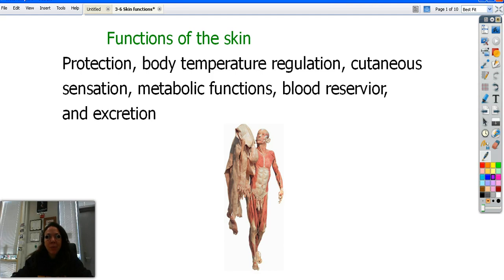I shall be teaching you about the skin and the integumentary system today. Have fun. Sit back. Relax. Let's go.